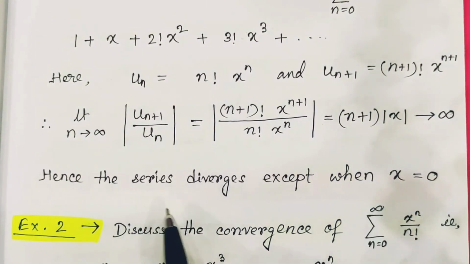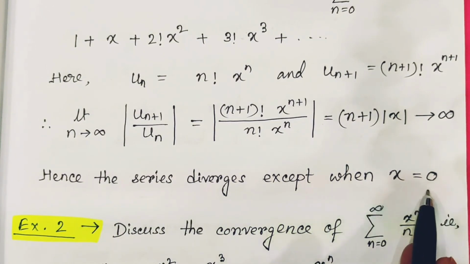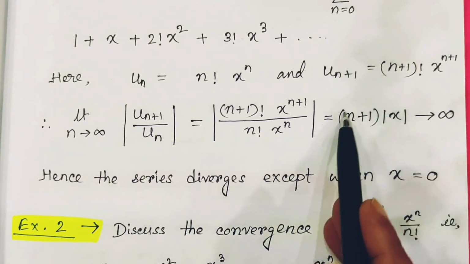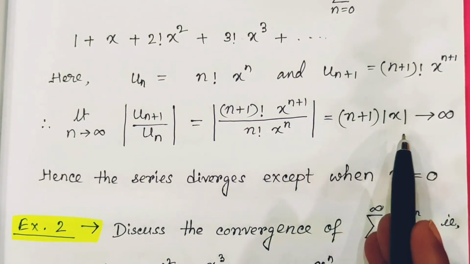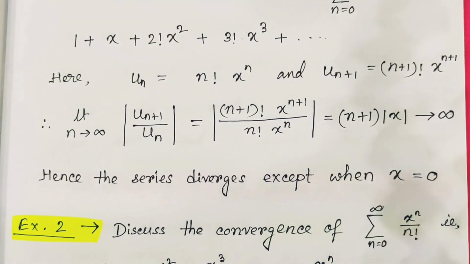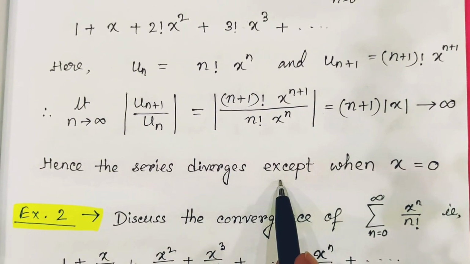Now the series is divergent except when x is equal to 0. That should be our conclusion, because we will find that the limiting value tends to infinity. That means except at x equals 0, the series is nowhere convergent. So this is our first situation.